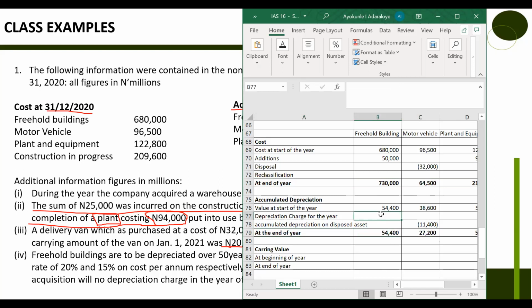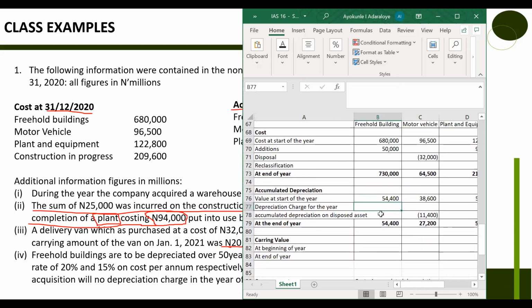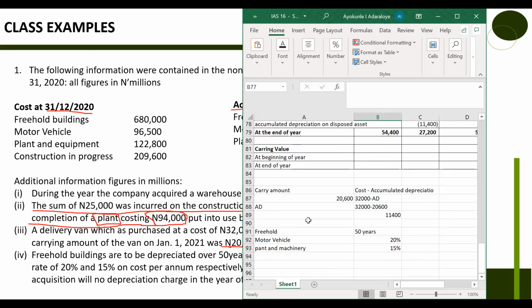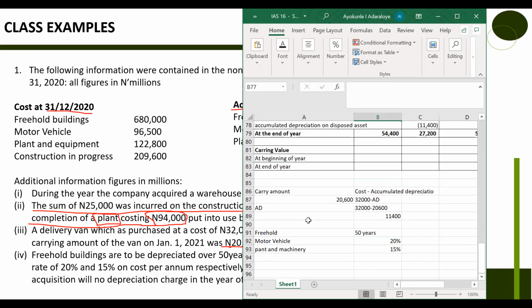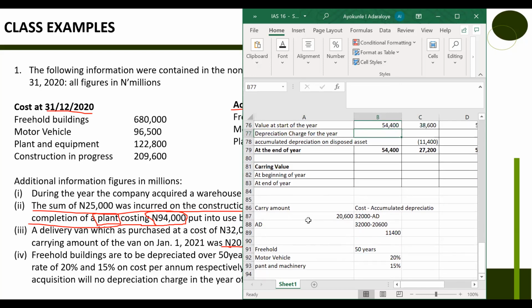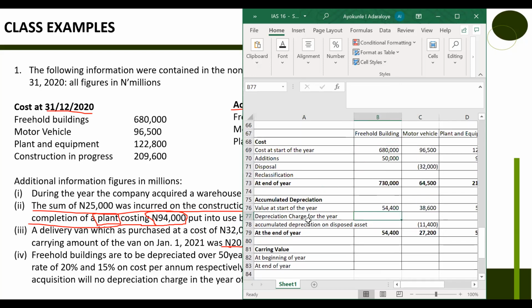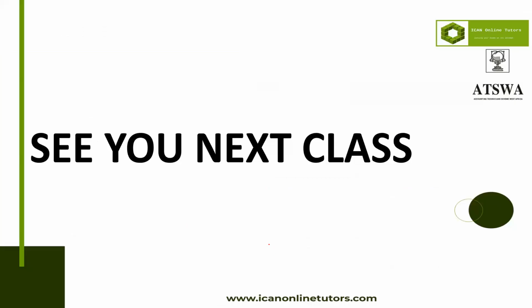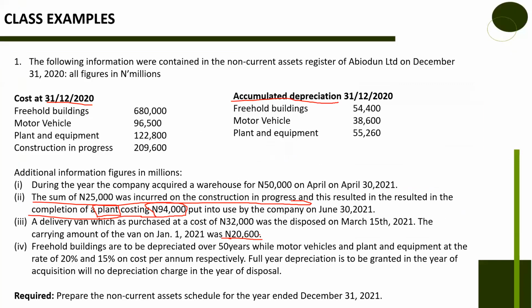Now let's calculate the depreciation charge for freehold buildings. Freehold buildings are to be depreciated over 50 years. And what other information did they give us? They also said, while motor vehicles and plant and equipment, at the rate of 20% and 15% on the cost.